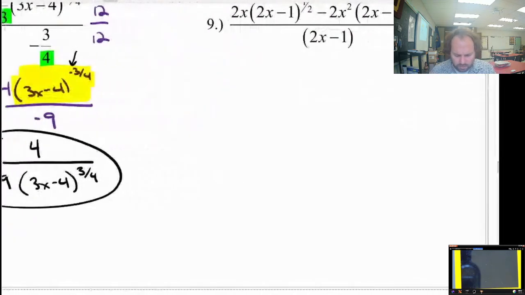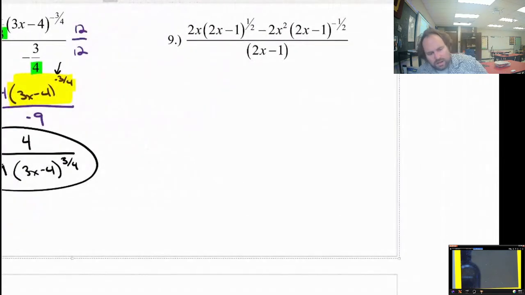And number 9, we'll do one more of these. Again, right away we've got a bunch of things that we can move to the bottom of fractions.